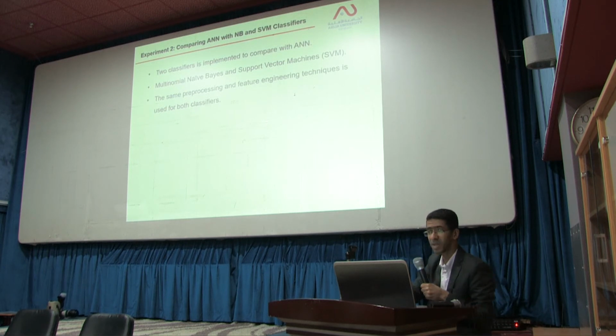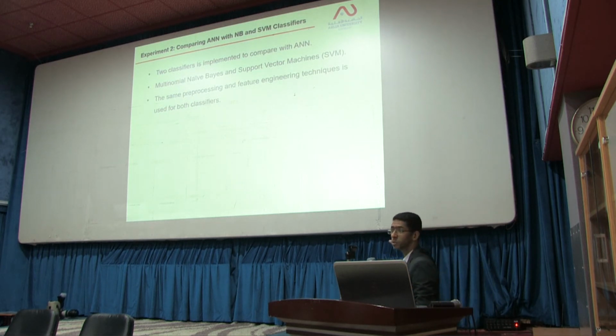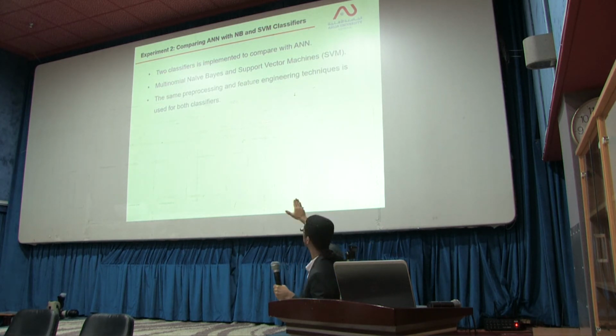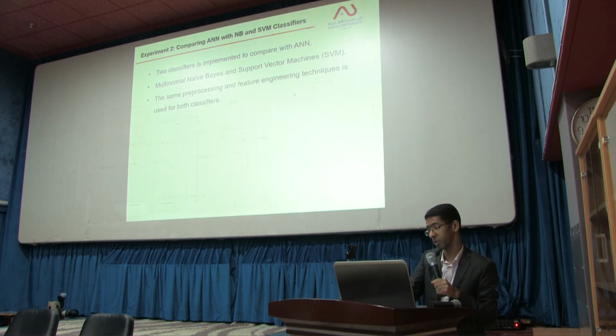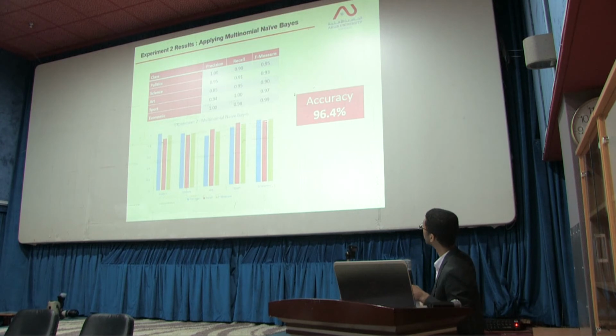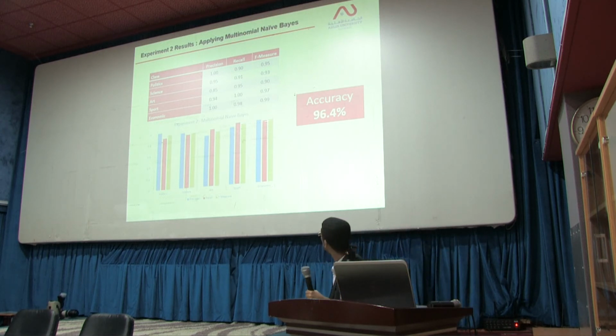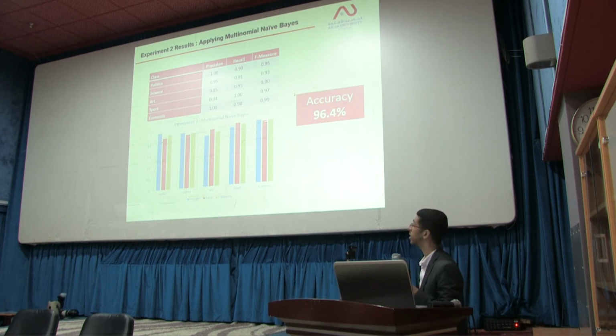In the second experiment, I compare the result I get with the best architecture in the first experiment with two other classifiers used extensively in Arabic text classification, which are naive Bayes and support vector machines, with the same pre-processing and feature engineering techniques used for the first one. Here, naive Bayes gets 96.4% for the classification on the same data set with the same pre-processing. So it's less than the accuracy of the neural network.